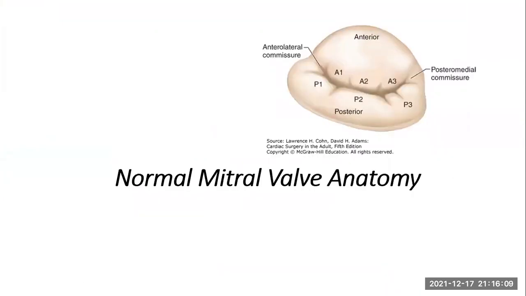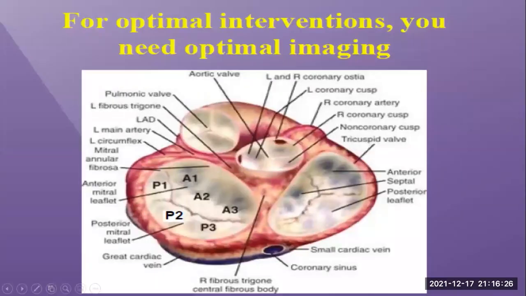First of all, we're going to discuss the normal mitral valve anatomy. As we all know, we have the anterior mitral leaflet and the posterior mitral leaflet. We have the commissures, the anterolateral commissure and the posteromedial commissure. You can see here the anterior mitral leaflet proximal to the aorta, and the posterior mitral leaflet with the scallops A1, A2, A3, P1, P2, P3.